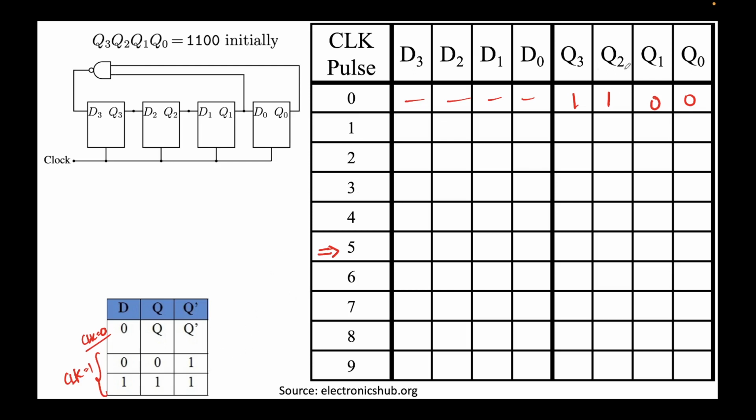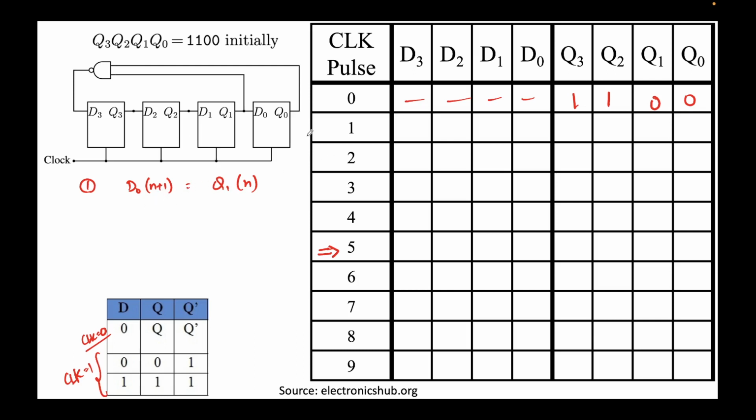We know that the Q value can be obtained based on the values of D. But how do we obtain the values of D? The question is silent about it, but you see this circuitry. Let's start from here. What's the value of D0? The next state of D0 is nothing but the value of Q1. So D0 for the first clock pulse will be nothing but Q1 of the previous clock pulse. Correct?